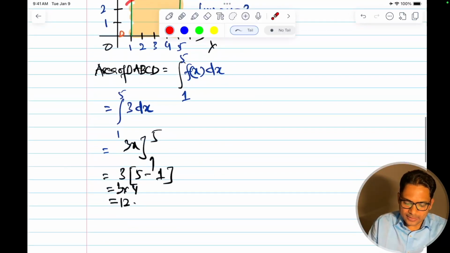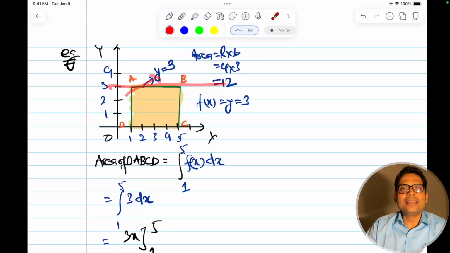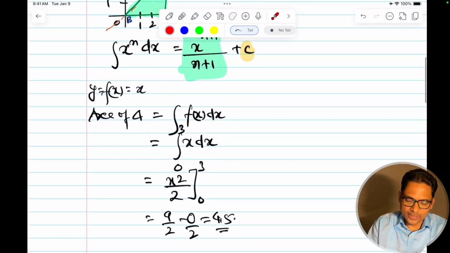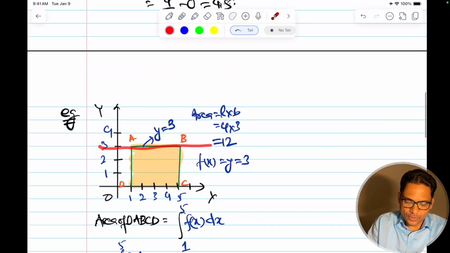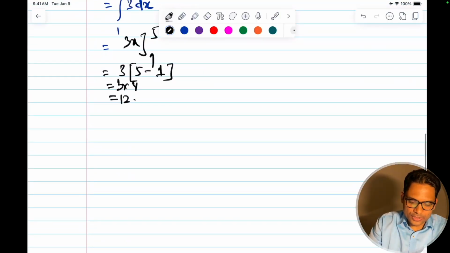integration is nothing but your area under the curve. If you know the equation of the line or the curve, here this is a line for 2D, that's the simplest. Here this was y equal to x, and here this is y equal to 3, that is my function of x. But what if the line's equation is a bit different?